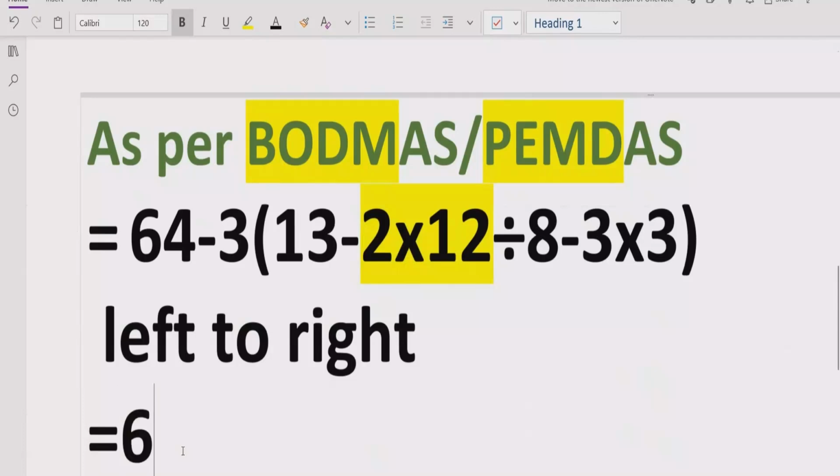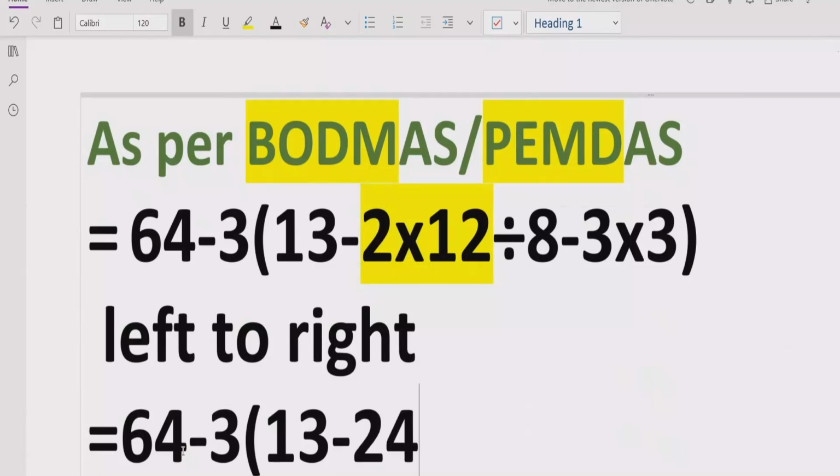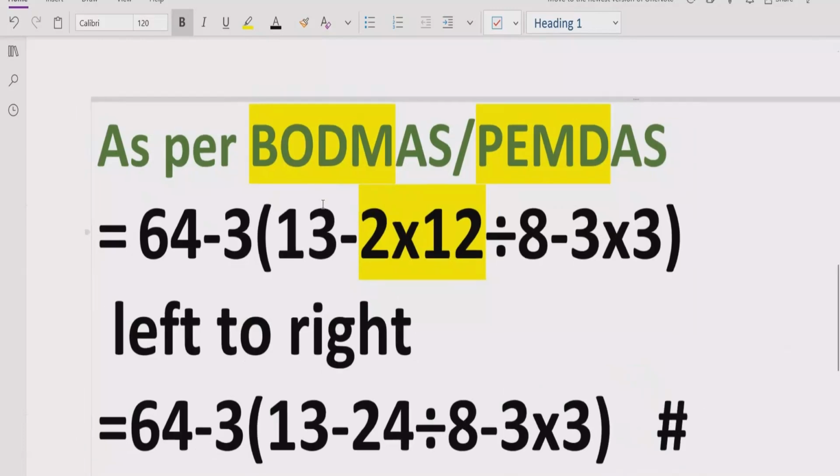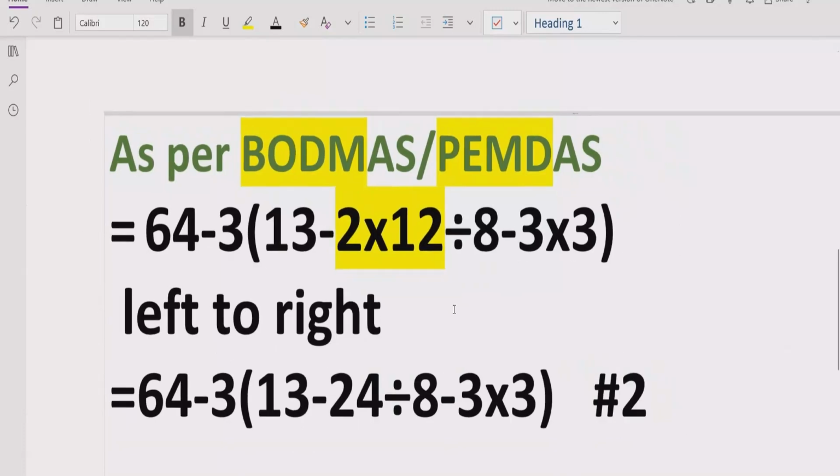So what we have to do, we have to write 64 minus 3 and we will write brackets. So we will write 13 minus 2 multiplied by 12 which is equal to 24. And again divided by 8 we will write here as it is. Here minus 3 multiplied by 3 again we have to write as it is. And here we have to give the reference: 2 multiplied by 12 equals 24.